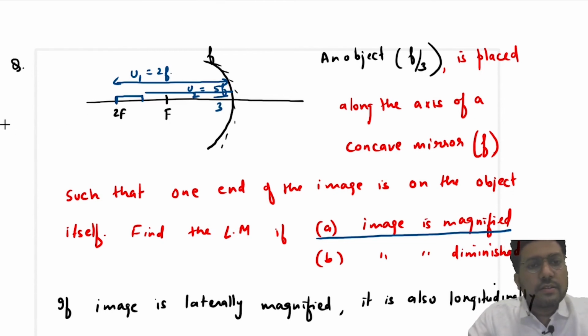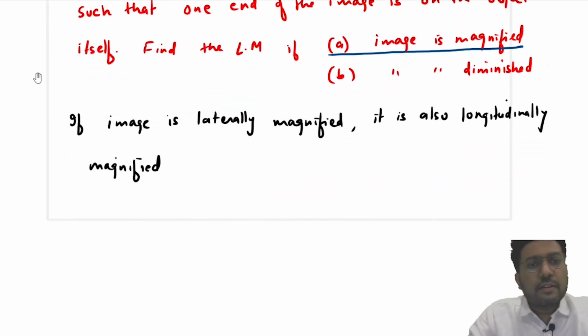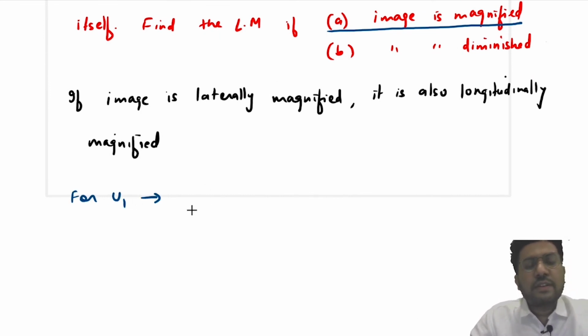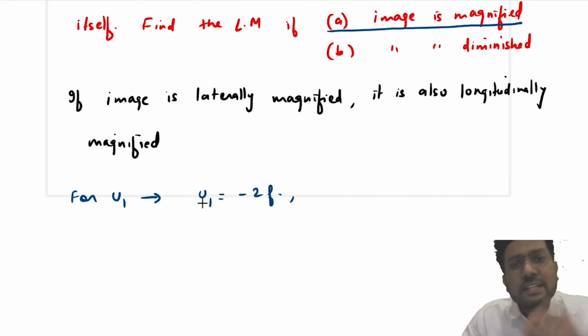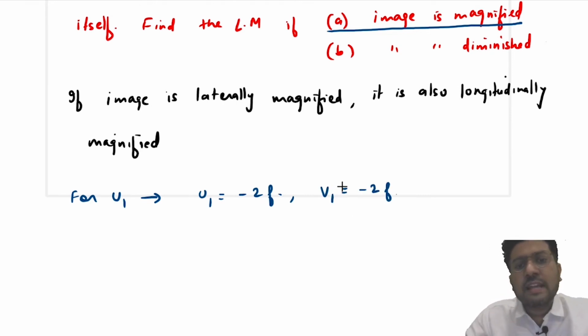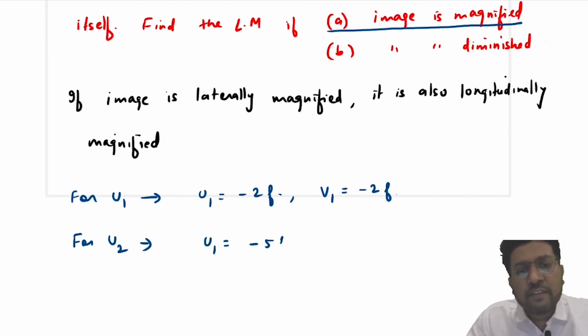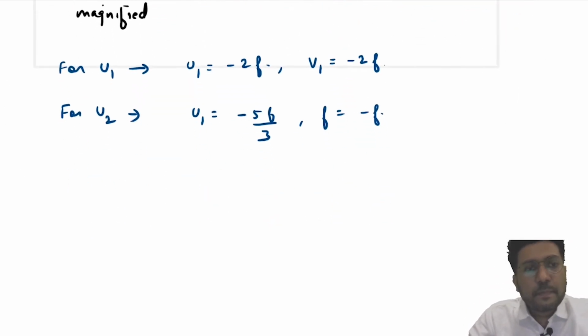Okay, now see, for u1, what we will do? For u1 we will say u1 = -2f. That means the object is placed at 2f, so the image will be at 2f. Okay, so this is the image. For u2 what will you say? For u2 you will say that u2 = -5f/3. Focus is -f. Okay, I am putting it with sign, right?